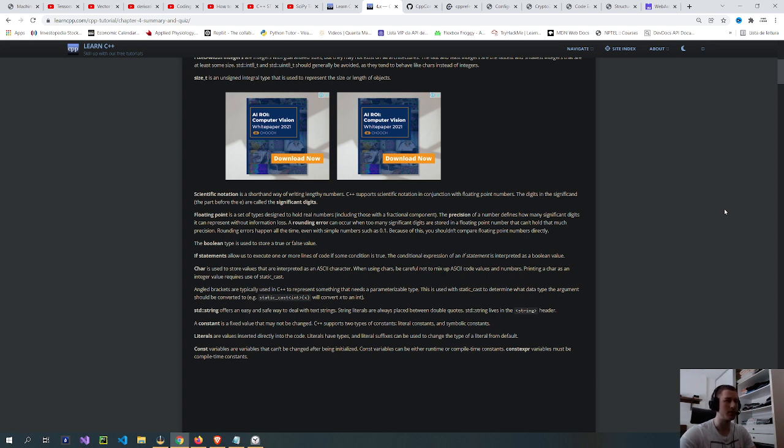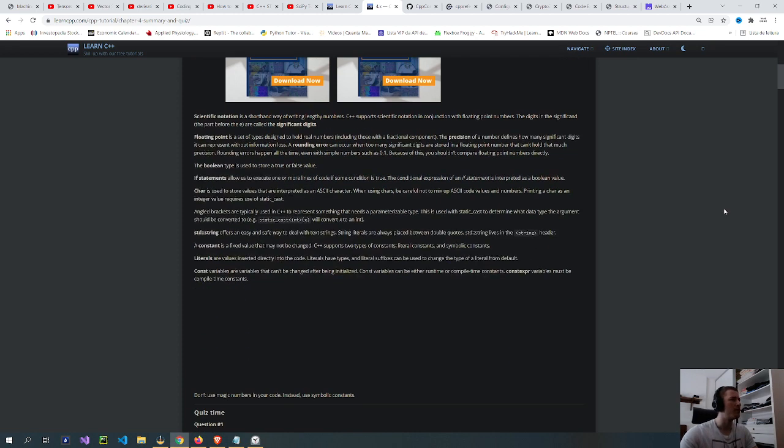The digits in the significand, the part before the e, are called the significant digits. Floating point is a set of types designed to hold real numbers, including those with a fractional component. The precision of a number defines how many significant digits it can represent without information loss.